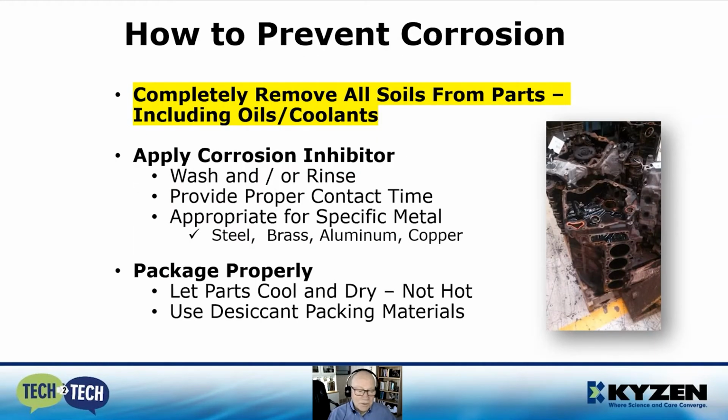How to prevent corrosion? First and foremost, I think, is to completely remove all the soils from the parts, including oils and coolants and other contaminants like buffing compound. Apply corrosion inhibitor, and this conventionally has been done in 2 different steps, a wash step and a rinse step. And then you need to package the parts properly. So what we're doing is combining these steps. We will probably have a cleaning chemistry, what we call a combination cleaner RP chemistry in both the wash and the rinse stages.